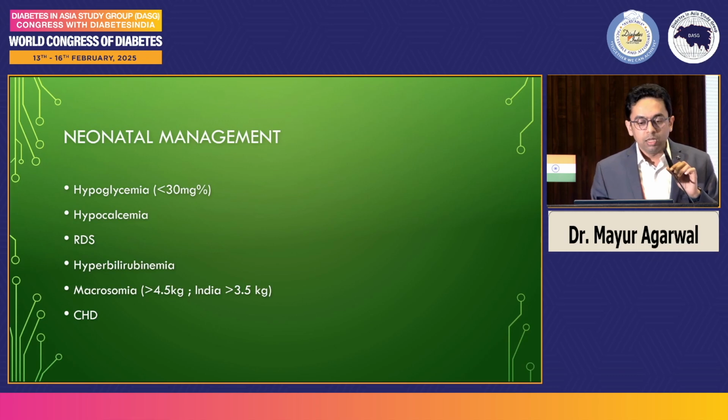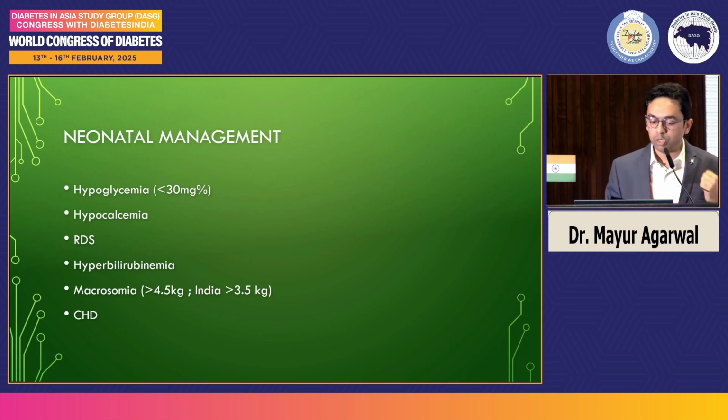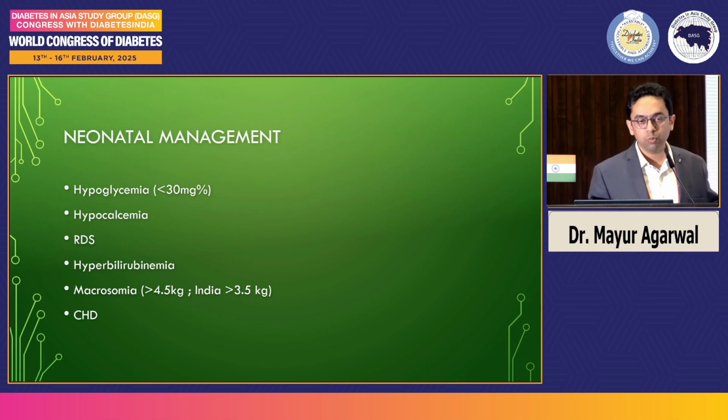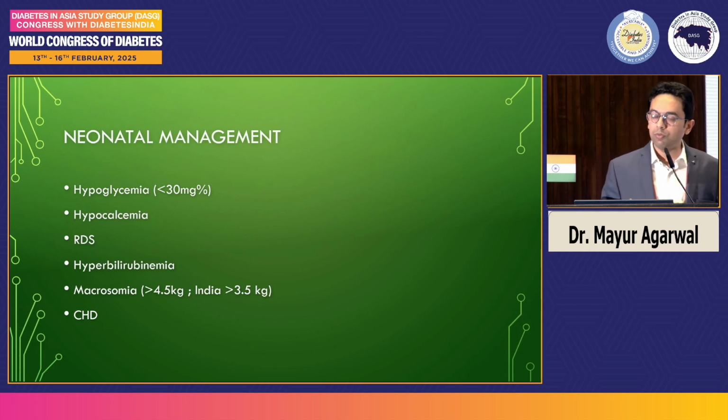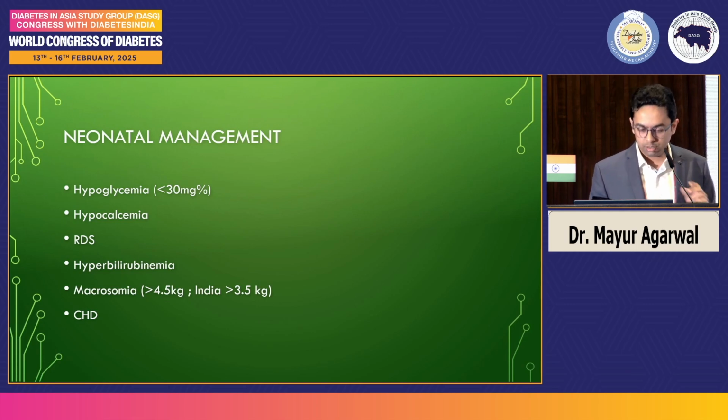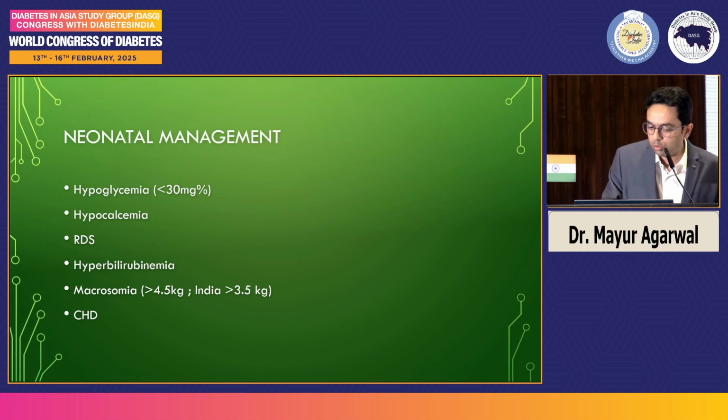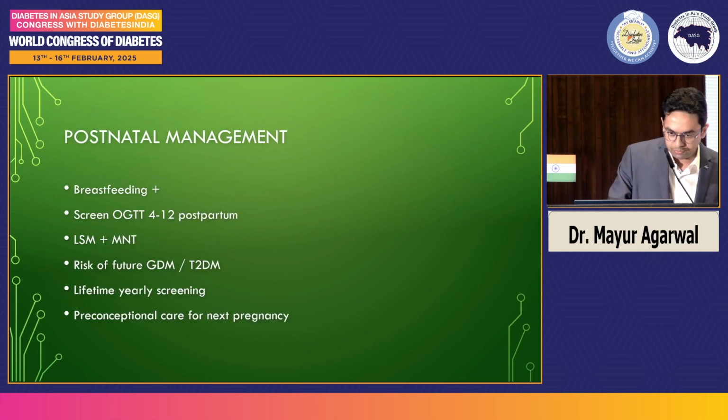Okay. For neonatal management, hypoglycemia is what you should be looking at, along with hypocalcemia, RDS, hyperbilirubinemia and macrosomia. Usually the definition is more than 4.5 kgs, but in India what we say is 3.5 kgs because our babies are usually of lesser weight. And congenital heart disease also increases. So all those things need to be screened in these babies.